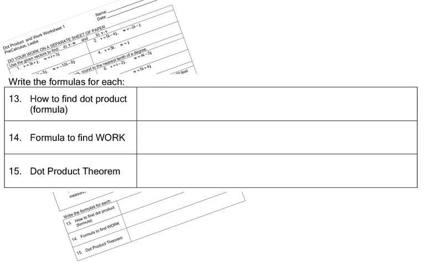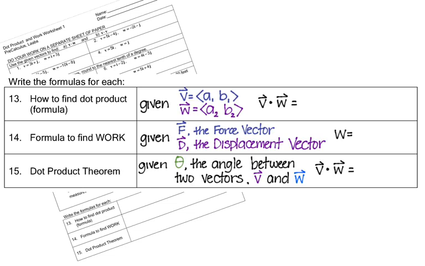You have a handout to do to practice the concepts we did. I want you to concentrate right now on these last three before you even start the handout. Write down on this handout the formulas for each: how you find the dot product, how you find work, and the dot product theorem. Each one of these will have some givens, and don't forget that the dot product theorem has a second part, which is how we use it to find theta. The dot product theorem does start off with the dot product is equal to, and you can look back in your notes to fill each of these out.